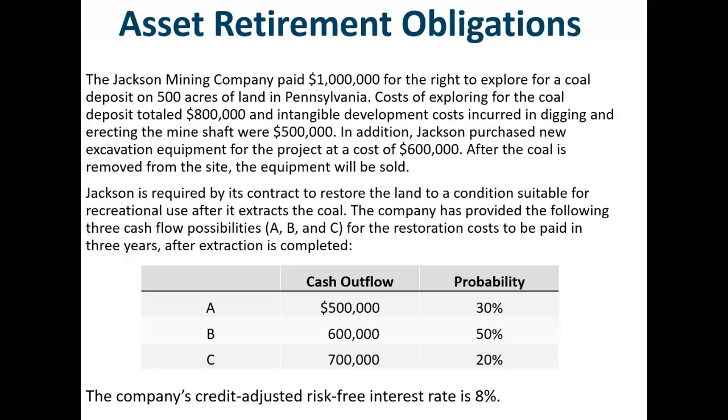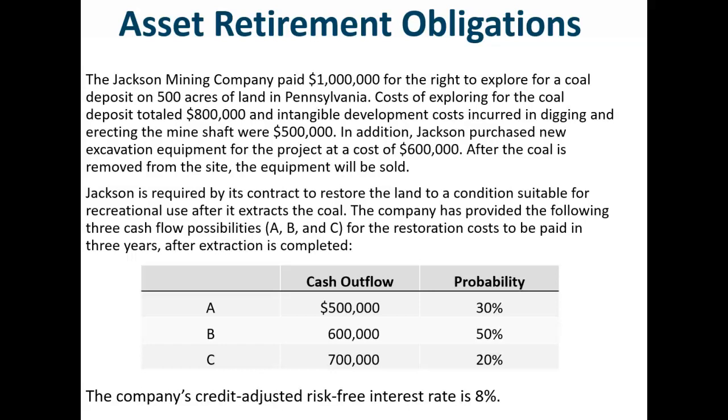Jackson is required by its contract to restore the land to a condition suitable for recreational use after it extracts the coal. The company has provided the following three cash flow possibilities for the restoration costs to be paid 3 years later after the extraction process is completed. The company estimates that there's a 30% probability that $500,000 will have to be paid for these restoration costs. There's a 50% probability that $600,000 will have to be paid. And there's a 20% probability that $700,000 will have to be paid.